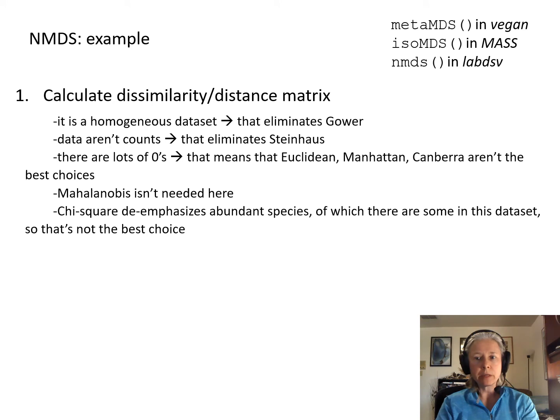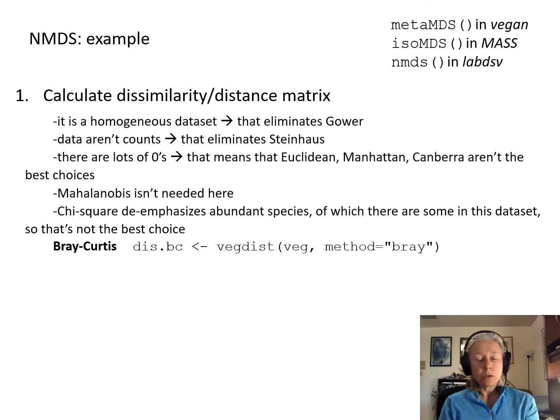Mahalanobis wouldn't be appropriate for this, and chi-square really de-emphasizes abundant species, of which there are several in this data set, and so maybe that's not our best choice either. But again, if you really want to downplay the role of very abundant species, then you might want to use a chi-square metric. But for any of these, this logical thought process is what you're doing. You're going through and saying, this one's not great, this one's not great. And so for the case of the Bryce Canyon vegetation data, I chose to use the Bray-Curtis metric.